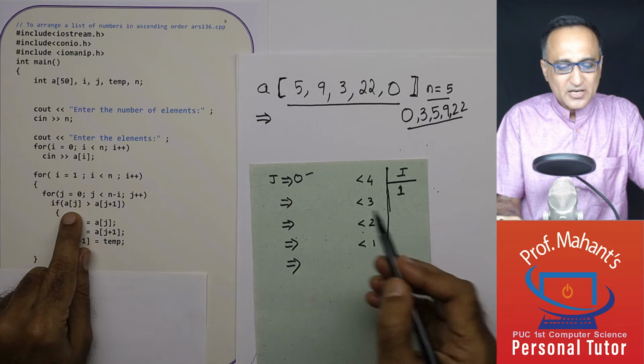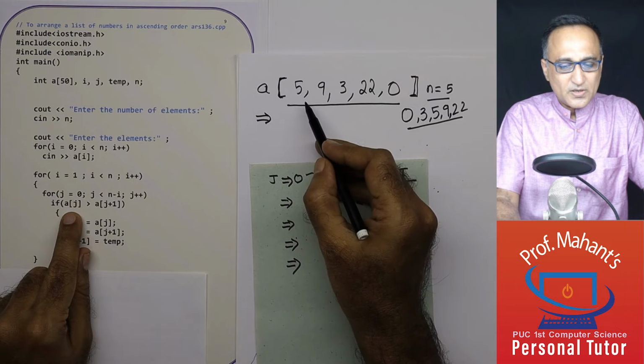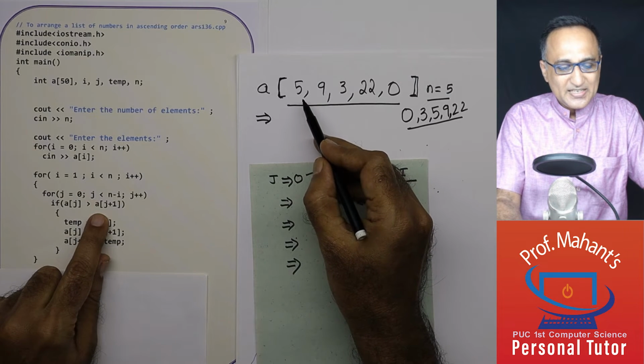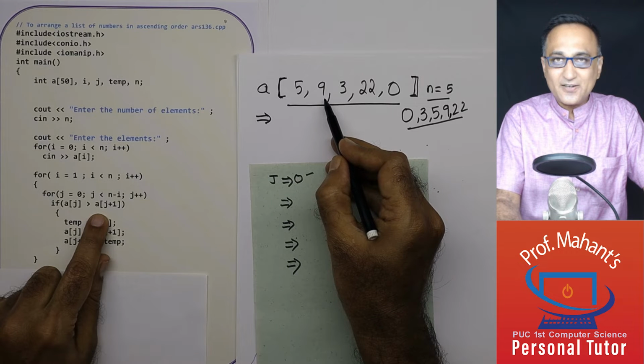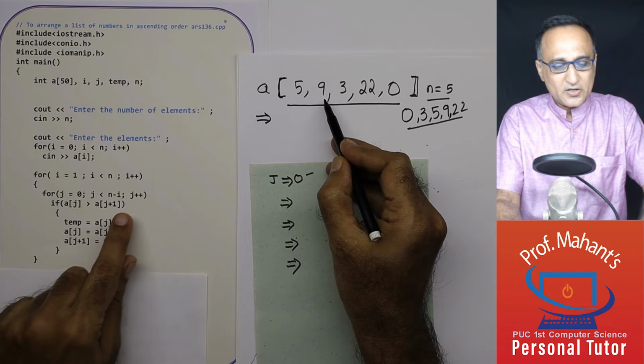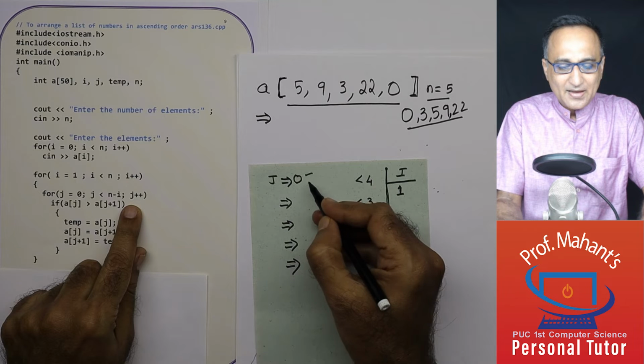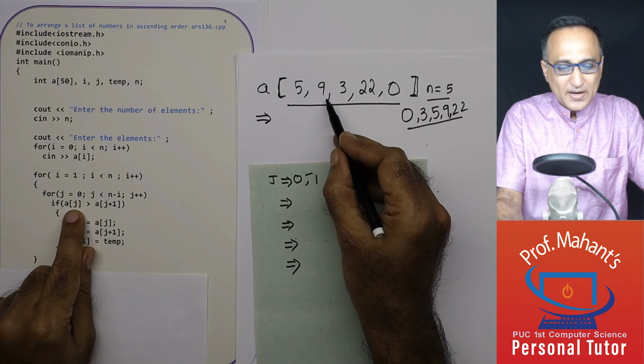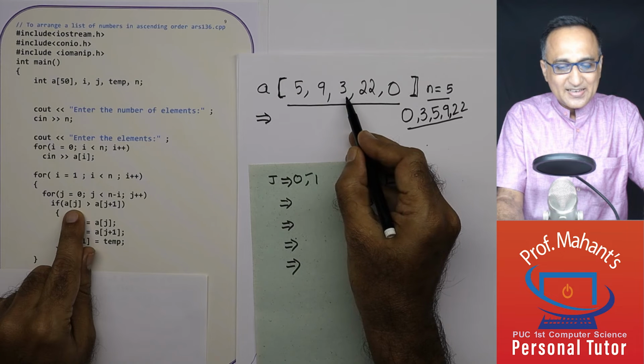What is A of j? A of j is A of 0. A of 0 is compared with A of j plus 1. Is 5 greater than 9? False. I'm not worried, so I increase the value of j. j now becomes 1. Now is A of 1 greater than A of j plus 1, which is A of 2?